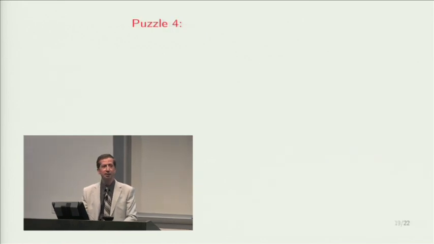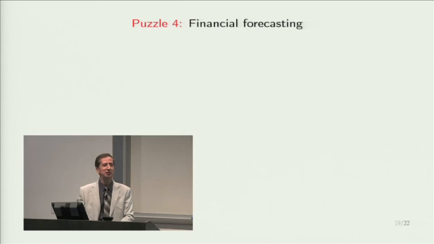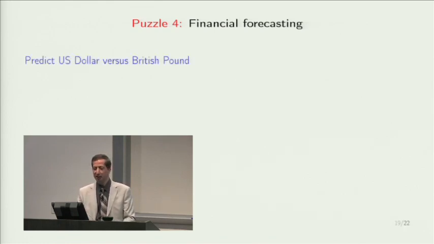Here's another puzzle. This one is financial forecasting. So right now, there will be data snooping somewhere here, and you need to look out for it. In this case, this is a real situation with real data. You are predicting the exchange rate between the US dollar versus the British pound.